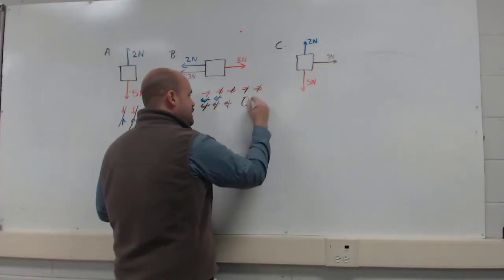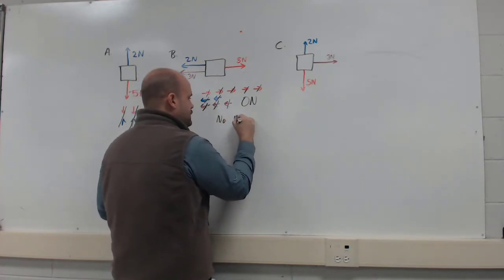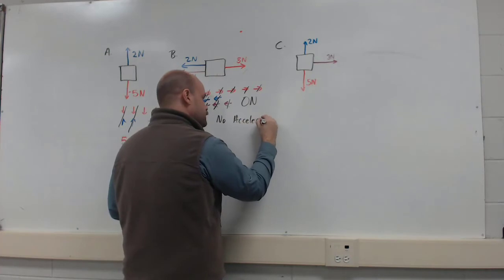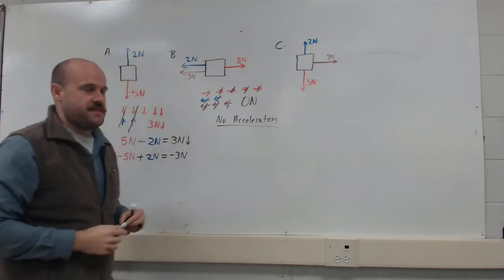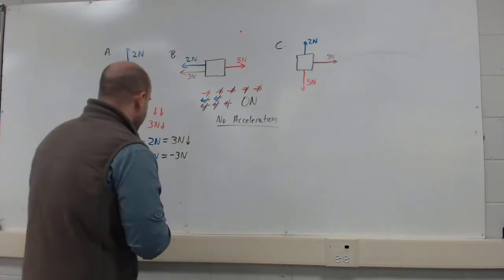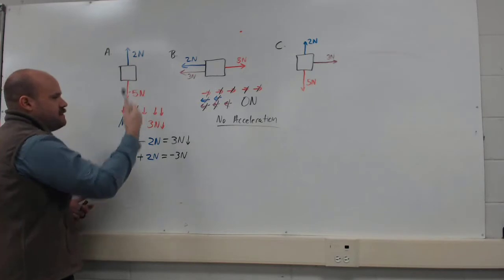So that tells us that this is a balanced force, which tells us that there is going to be no acceleration. Now that's regardless of what the mass of this object is. We know there's going to be acceleration on object A, but we don't know how much without knowing the mass of the object.